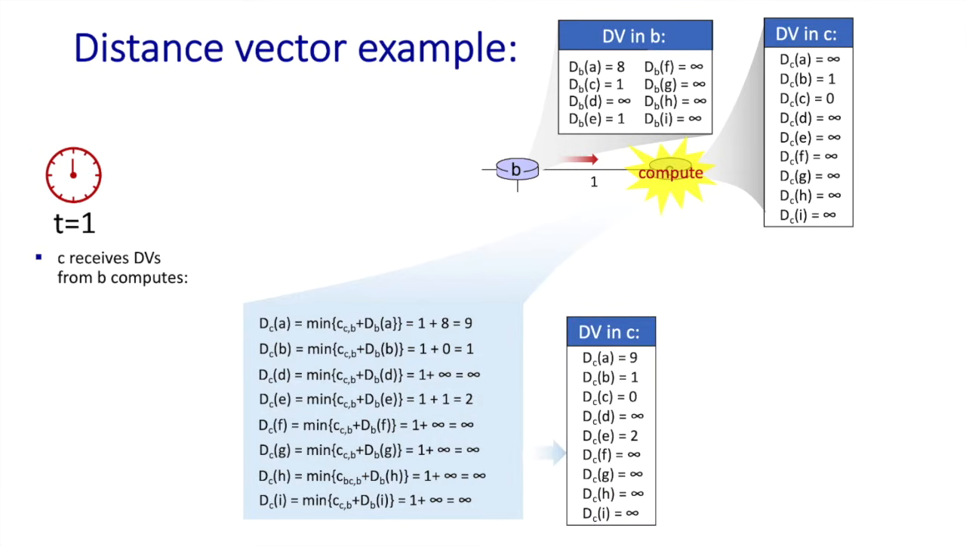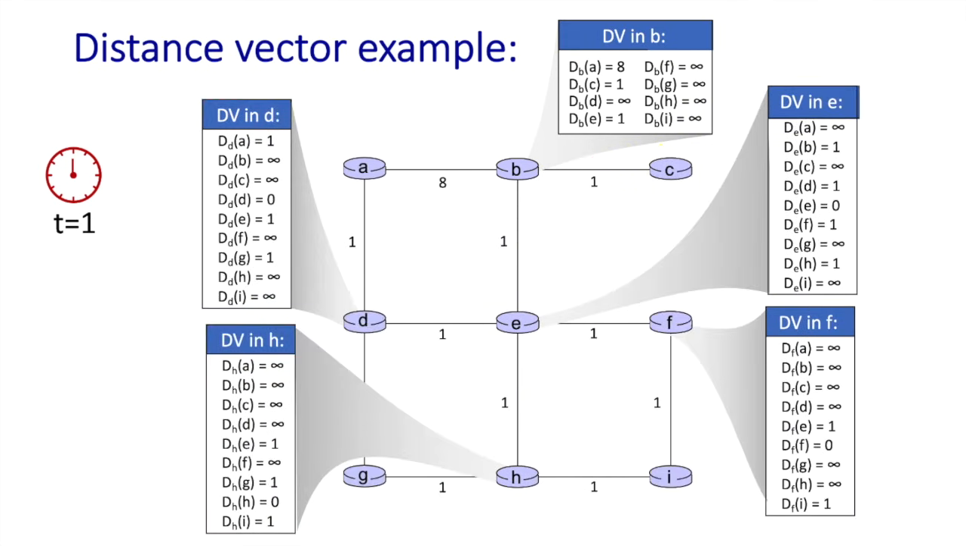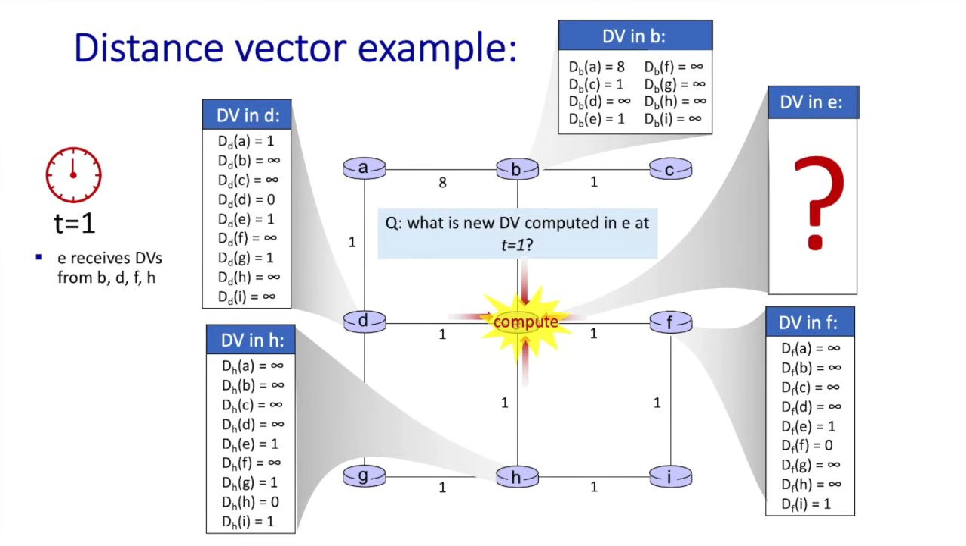Well, you're probably thinking it's getting a little tedious to go through one example after another. But you might want to do a few calculations for yourself, just to test your understanding. For example, consider the scenario here where node E is receiving distance vector tables from its neighbors B, D, H, and F. What's the new distance vector computed by node E? Which entries have changed?